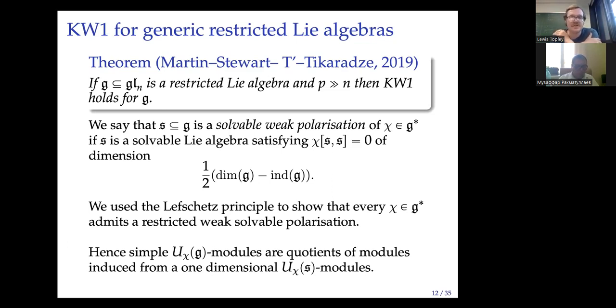Okay, so this was how we obtained it in large characteristics, and then finally use some fairly standard tricks in modular representations of Lie algebras. So once you have a solvable Lie algebra satisfying these properties, you can show that every simple module is a quotient of a module induced from a one-dimensional U(S)-module. And these induced modules have precisely the dimension which is predicted by the KW1 bound, and so their quotients do as well. Well, the quotients are bounded by that dimension. Okay, so this was how we obtained this result.